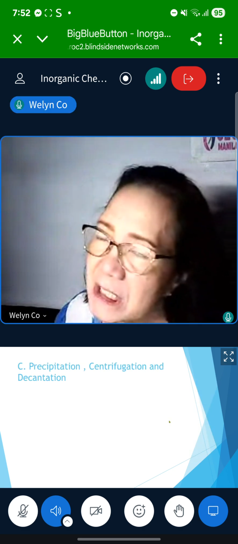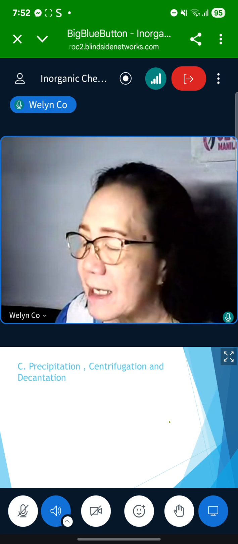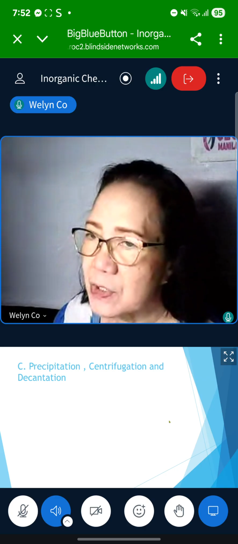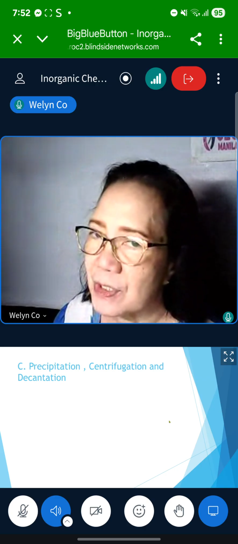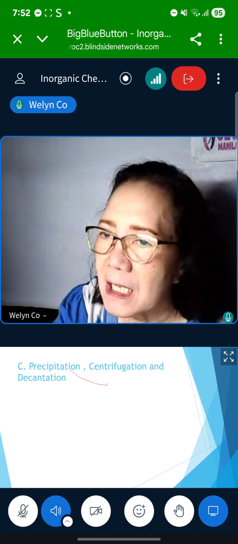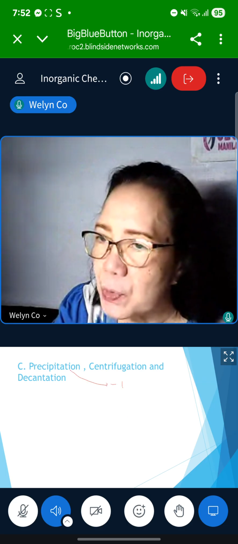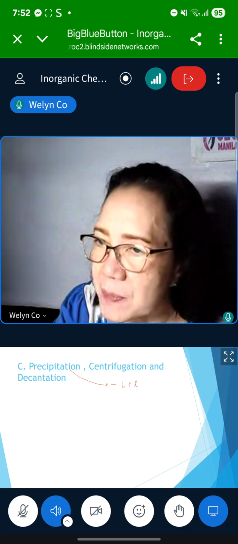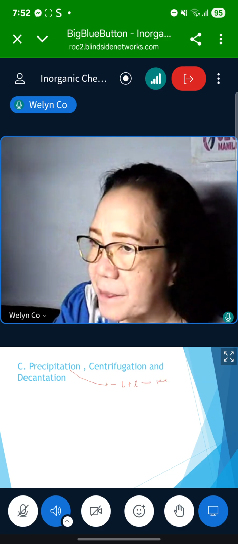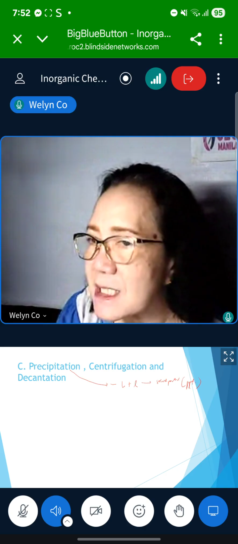Next. So, this is your letter C na procedure. This is with precipitation, centrifugation, and decantation. Ano ulit ang precipitation, mga bata? The combination of two liquid substances to form a solid particle. So the solid particle is what we call your precipitate.